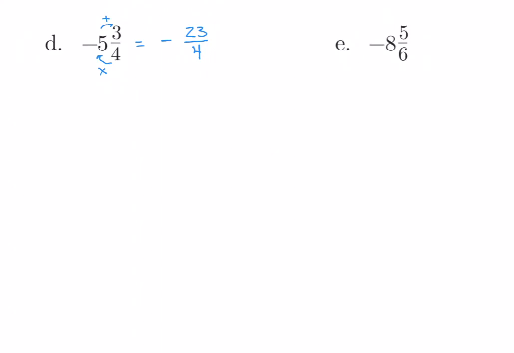All right, last one, example E. If we go ahead, again, ignore the negative. 6 times 8 is 48, plus 5 is 53, over, keep the denominator, and keep the negative sign.